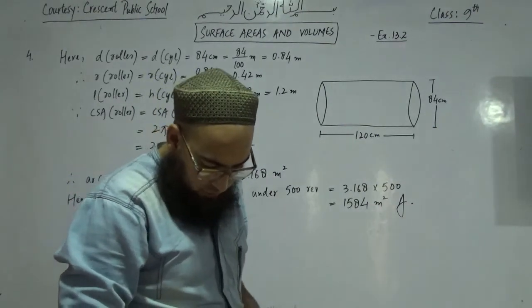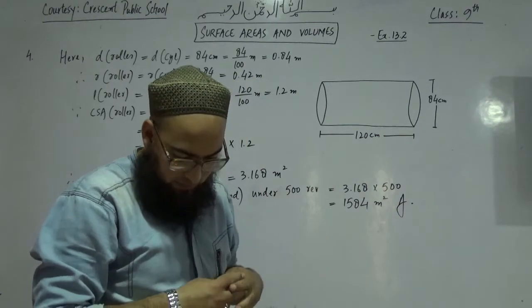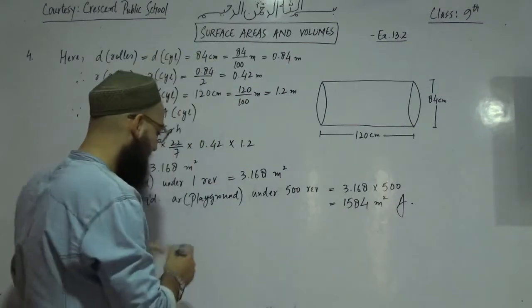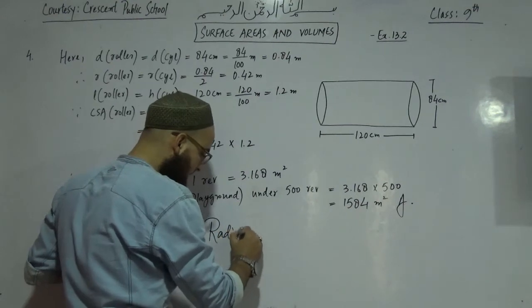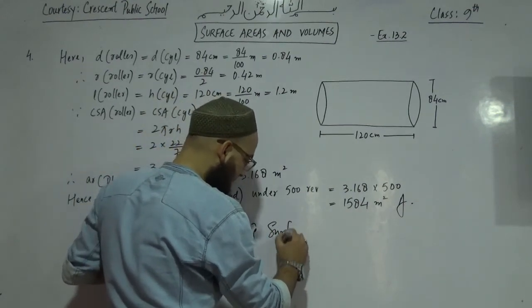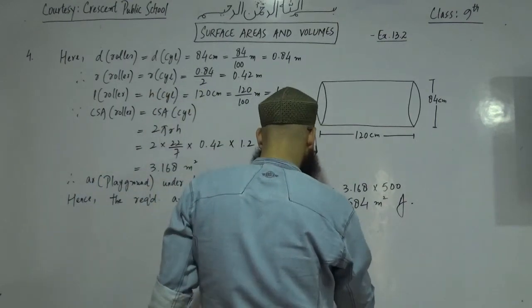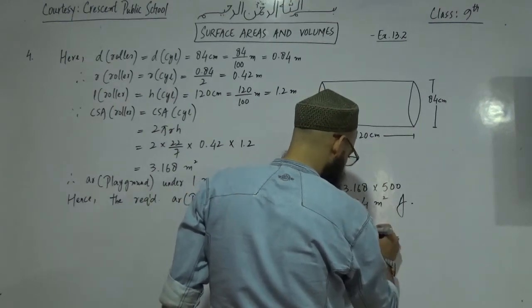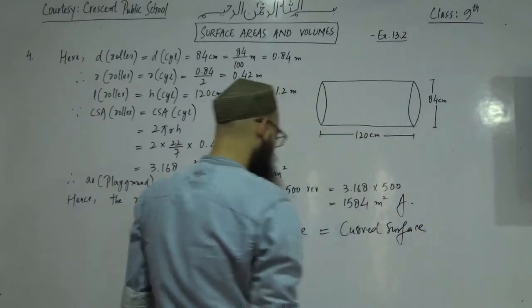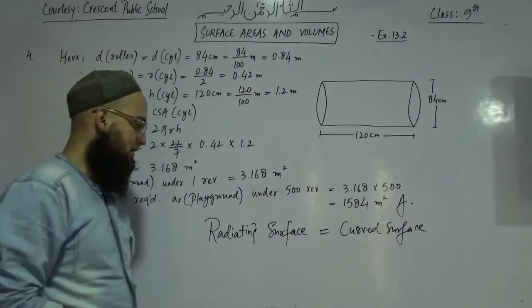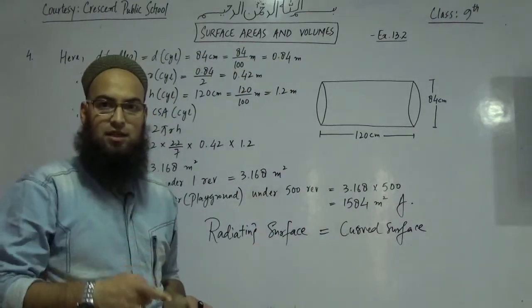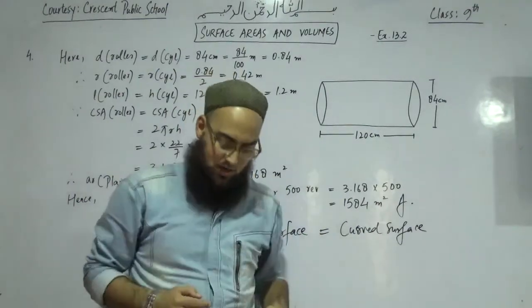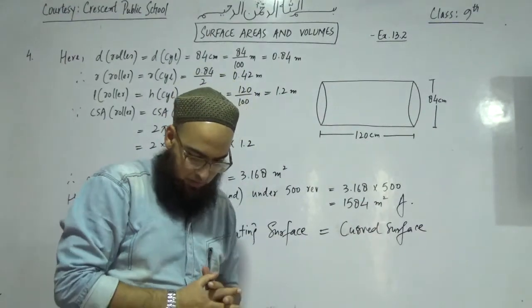Now question number 8. In a hot water heating system, there is a cylindrical pipe of length 28 meter and diameter 5 centimeter. Find the total radiating surface in the system. Remember this thing, radiating surface means curved surface, because when heat is radiating, it is radiating in the form of the curved surface area like this. This is the formation of the heat radiation. So you can apply the curved surface area formula for the same.